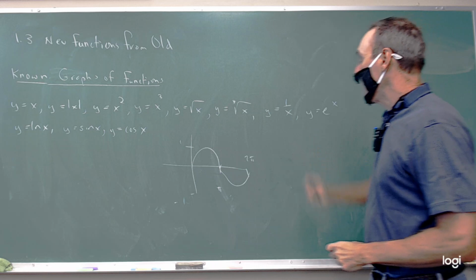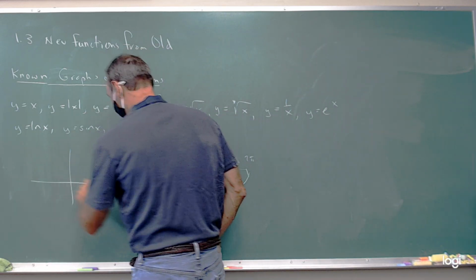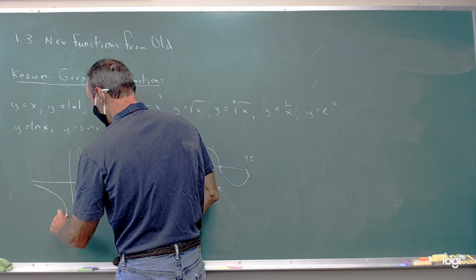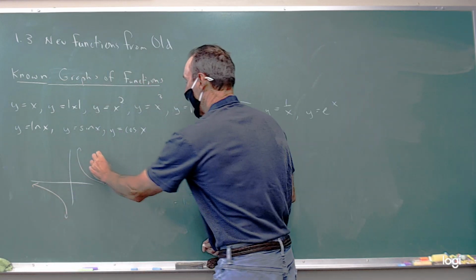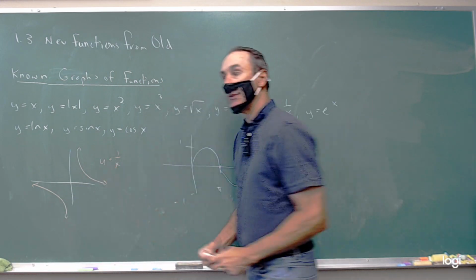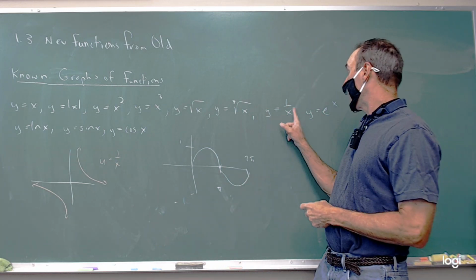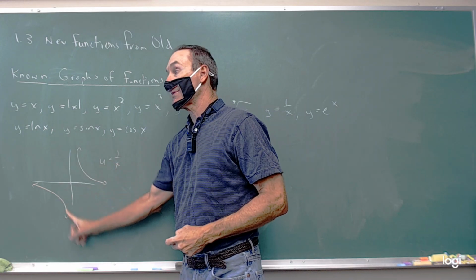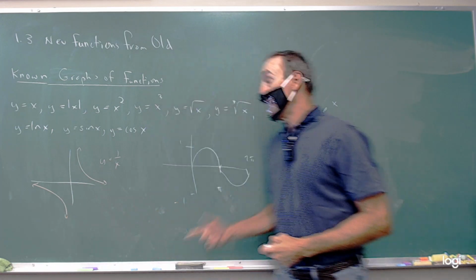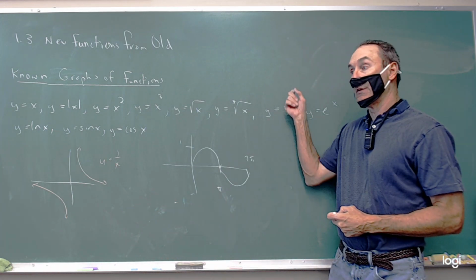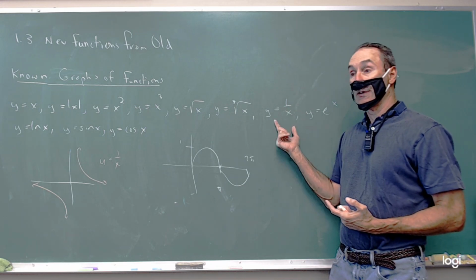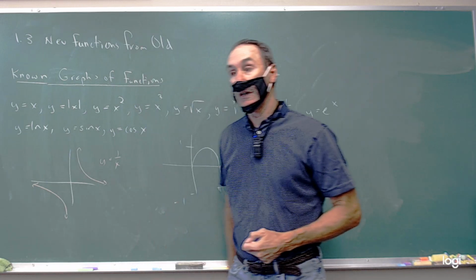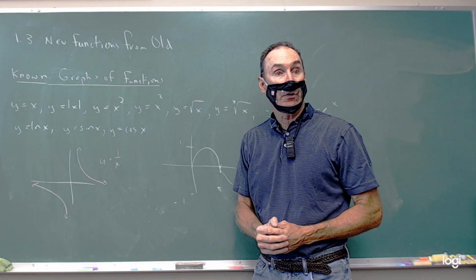This one maybe we don't know as well, but remember this is going to look something like this. And so that's y equals 1 over x. Put that one down there. You know that because at 0 it's going to be undefined. That's the vertical asymptote at x equals 0. As x gets really, really big, 1 over something huge gets really close to 0. That gives you the horizontal asymptote of y equals 0. So we should know that.